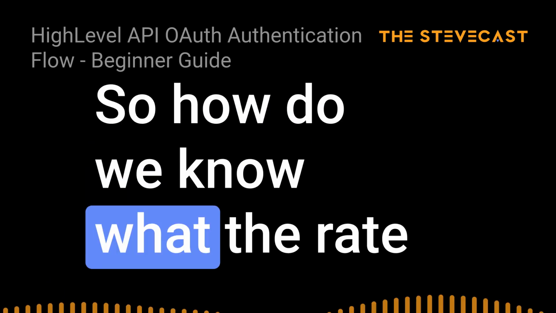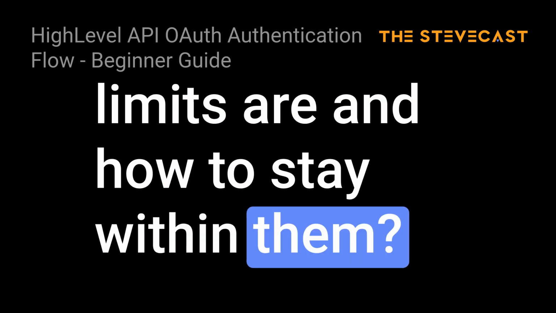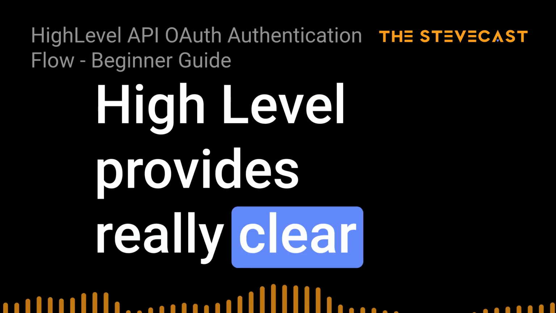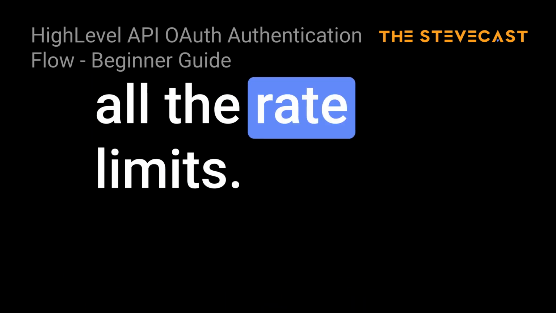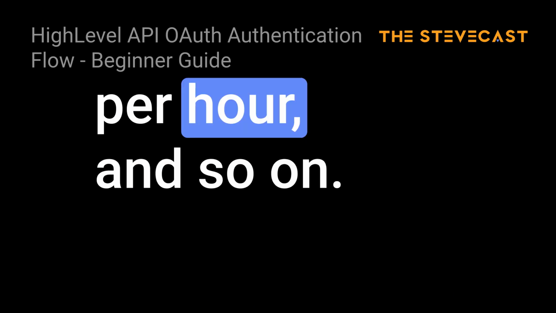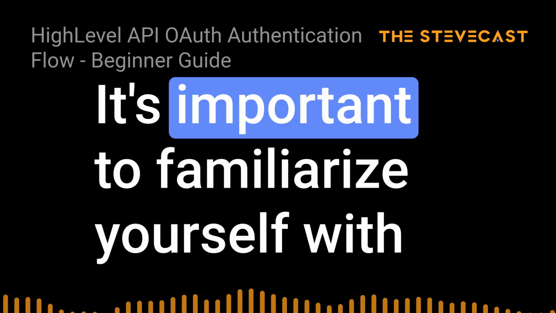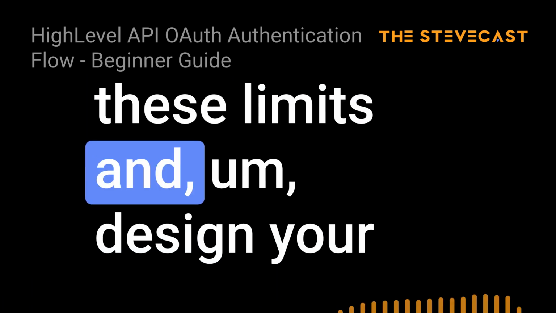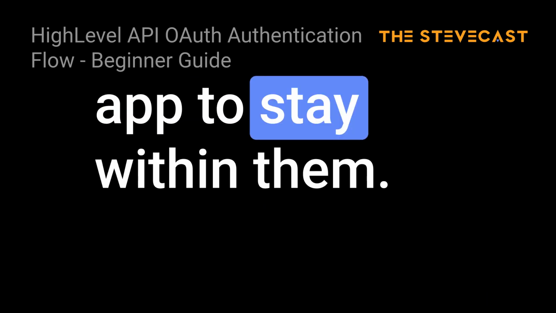So how do we know what the rate limits are and how to stay within them? HighLevel provides really clear documentation that outlines all the rate limits. You'll find information on how many requests you can make per minute, per hour, and so on. It's important to familiarize yourself with these limits and design your app to stay within them.